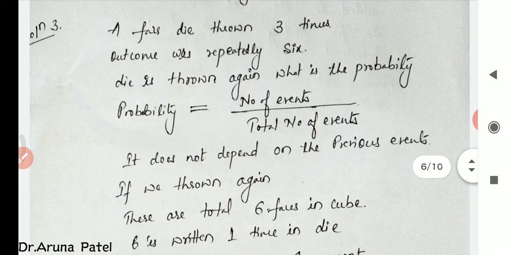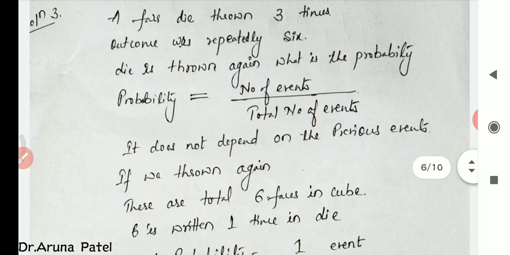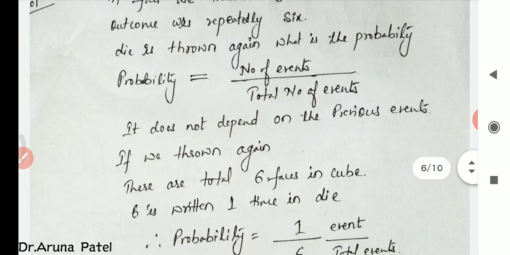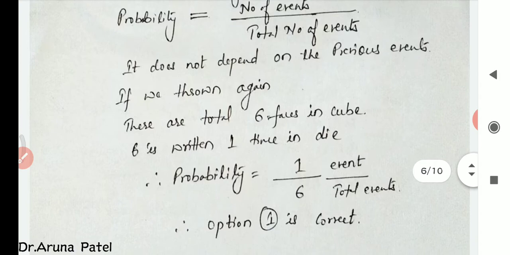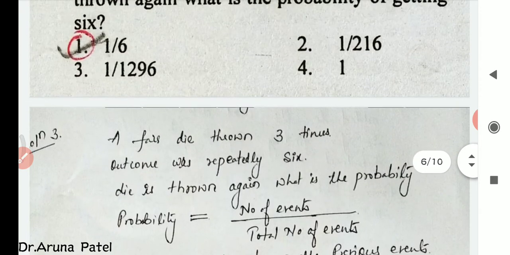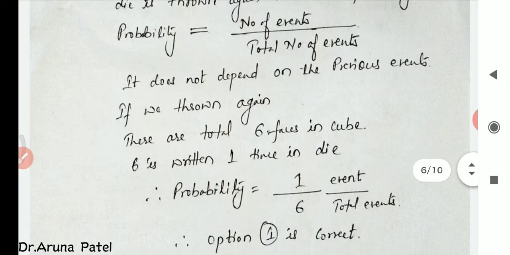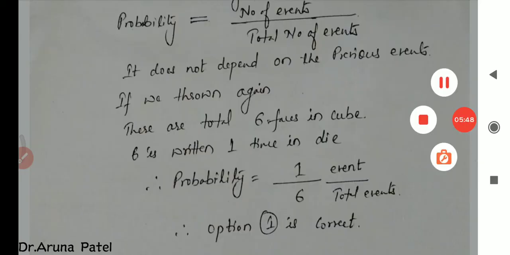So from the basics, probability is equal to the number of favorable events to the total number of events. It does not depend on the previous event. If we throw again, there are a total of 6 faces in a cube die. 6 is written one time on a die, so the number of possible events is 1, and the total number of faces or numbers on the die is 6. So you can write 6 in the denominator. So you get 1 by 6, which is given in, I think, option number 1. So option 1 is correct for this question.